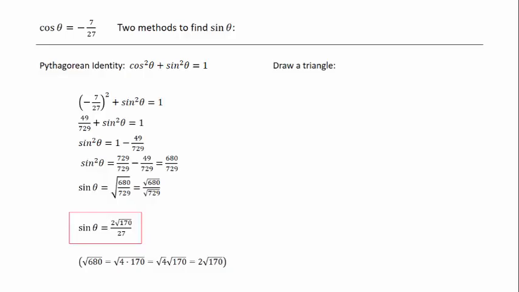Remember there's two different ways to do this. So I've shown you how to use a Pythagorean identity. Now we can also draw a triangle to figure out what cosine of theta is equal to. Remember that cosine of theta is defined to be adjacent over hypotenuse. So here's my triangle. Imagine that being drawn in the second quadrant. The hypotenuse is 27, which has to be the positive value, and the adjacent side is negative 7. So what we need to do is find the opposite side, which is b.